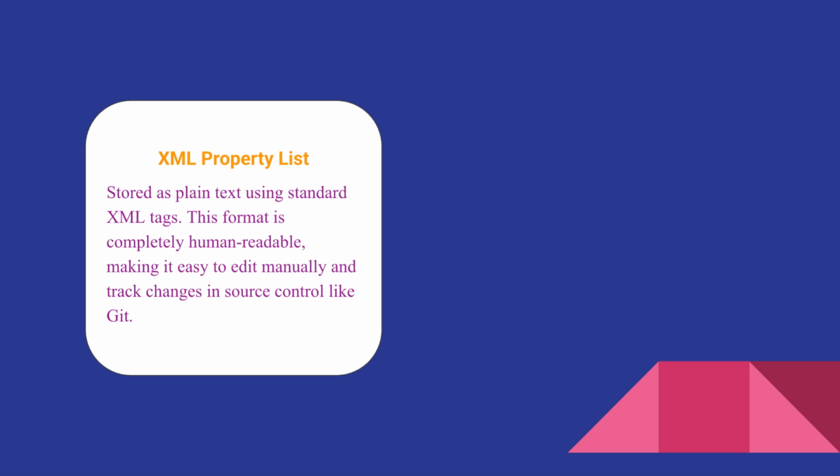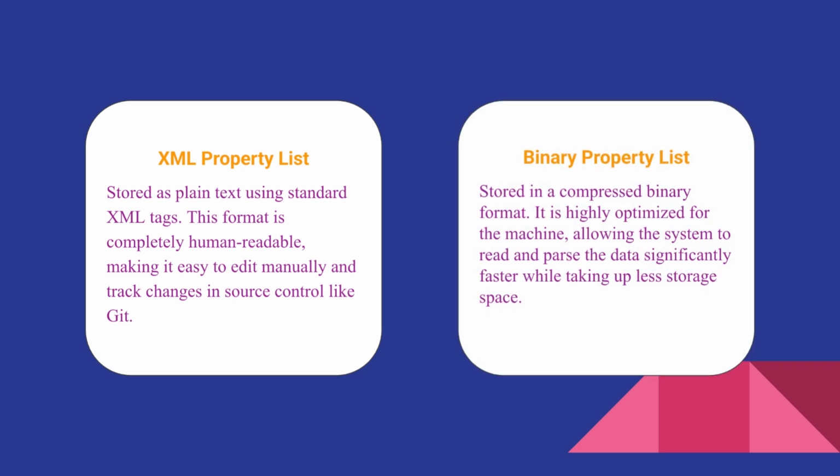Because it is completely human-readable, it makes it incredibly simple for developers to open up, read, manually modify, and track cleanly inside source control systems like Git. Second, on the right we have the binary property list. Unlike plain text, this version is compressed into a binary format that isn't directly human-readable. However, it is highly optimized for performance, allowing the iOS system to read, parse, and load the configuration data significantly faster at runtime while keeping the app's installation footprint as small as possible.